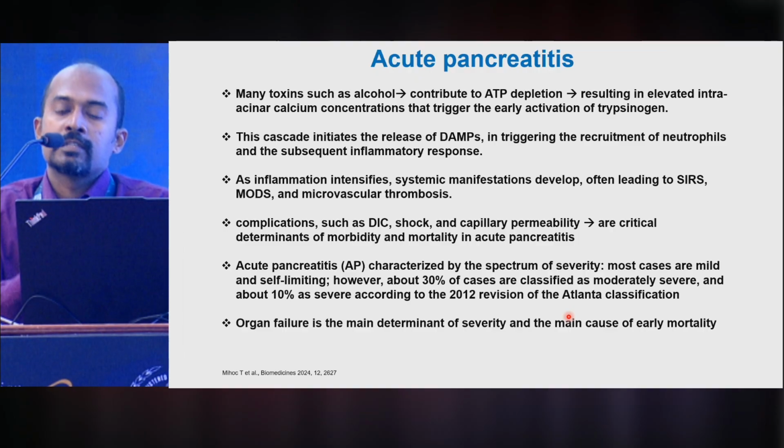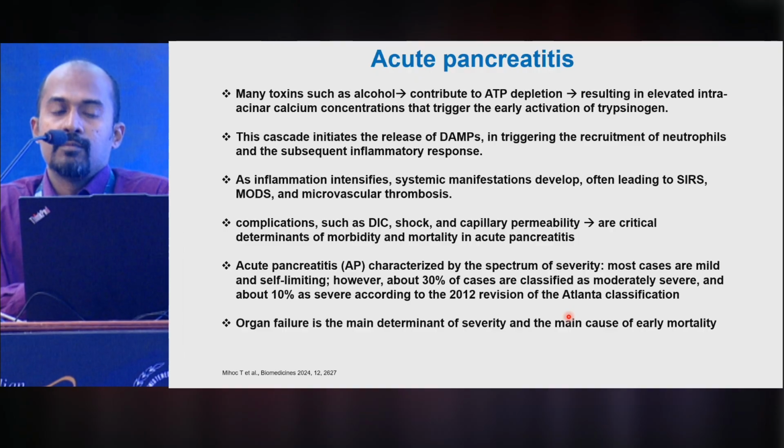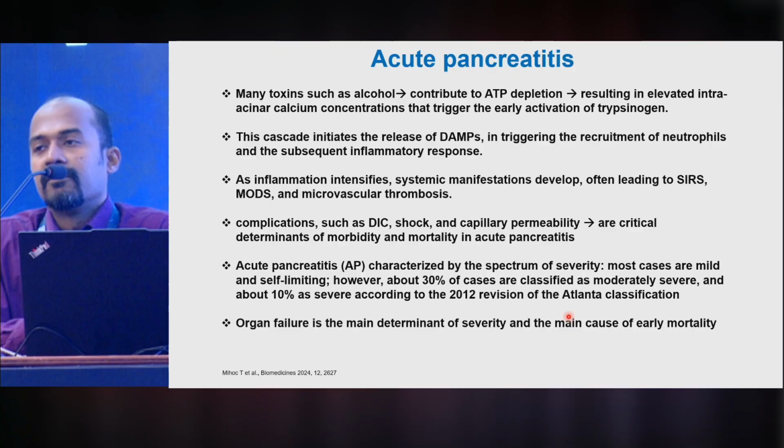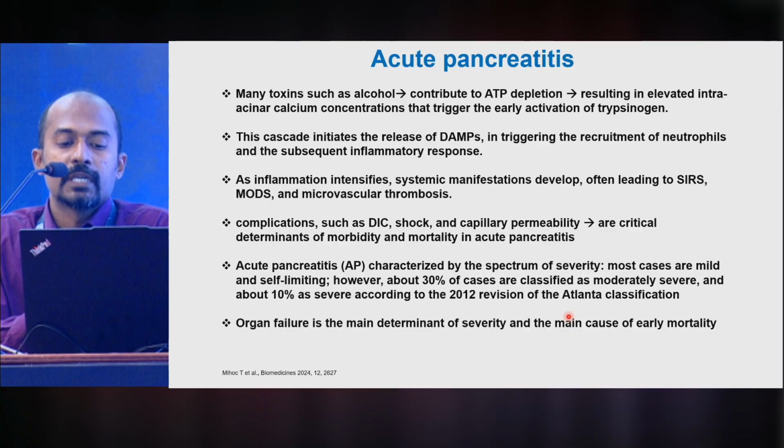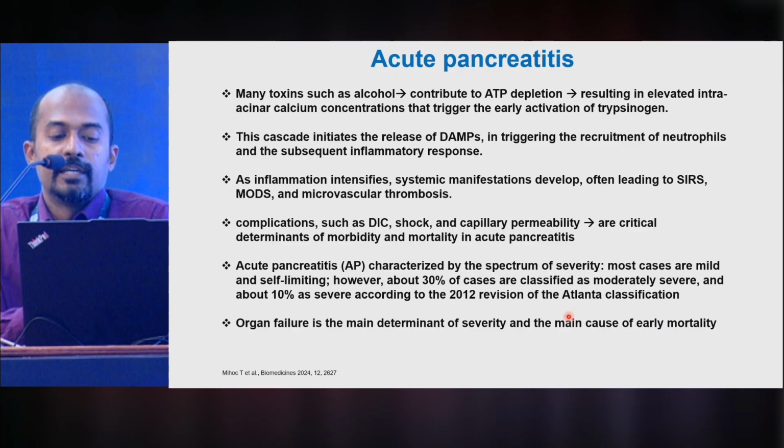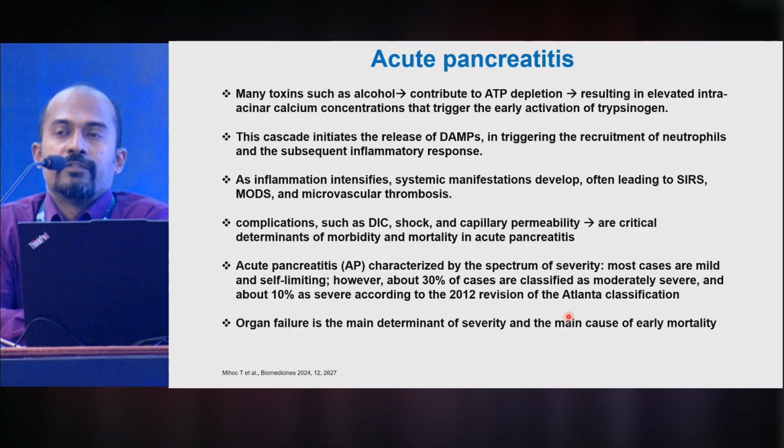Acute pancreatitis is characterized by a spectrum of severity. Most cases are mild and self-limiting. However, 30% of the cases are classified as moderately severe and 10% as severe according to the Atlanta classification. Organ failure is the main determinant of severity and the main cause of early mortality.